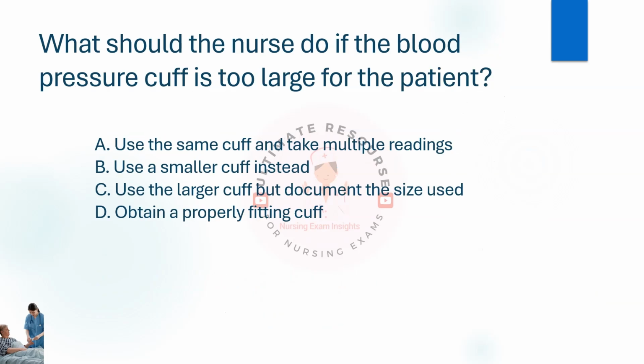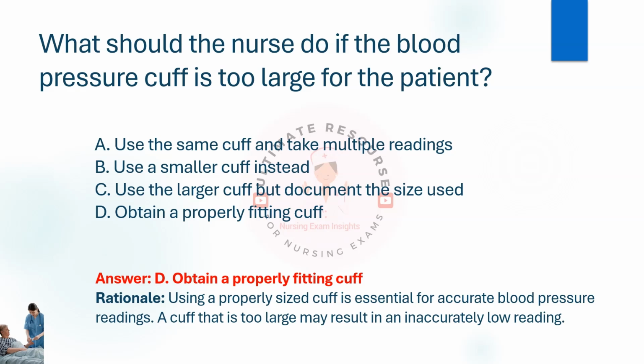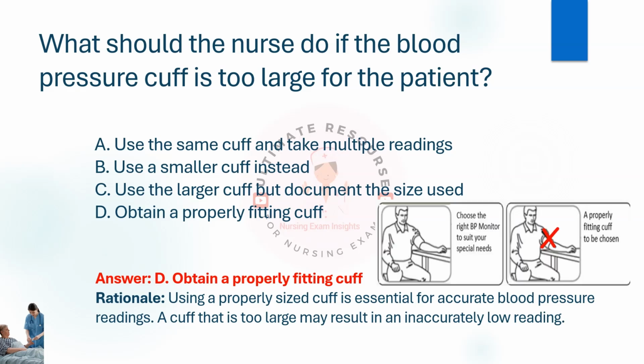What should the nurse do if the blood pressure cuff is too large for the patient? Options are A, use the same cuff and take multiple readings. B, use a smaller cuff instead. C, use the larger cuff but document the size used. D, obtain a properly fitting cuff. Answer is D, obtain a properly fitting cuff. Using a properly sized cuff is essential for accurate blood pressure reading. A cuff that is too large may result in an inaccurately low reading.